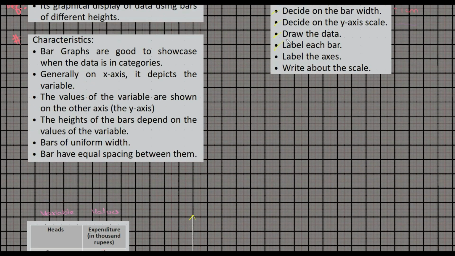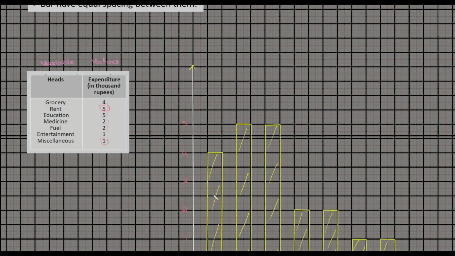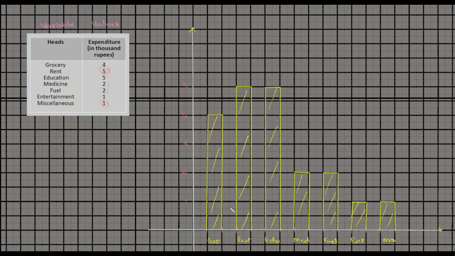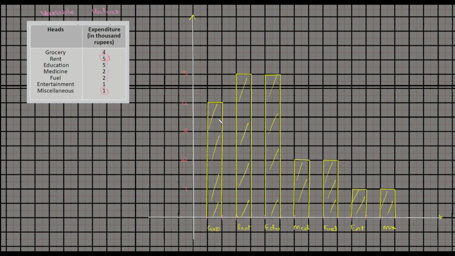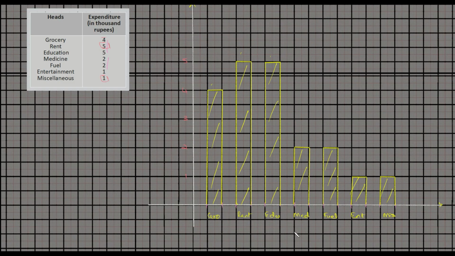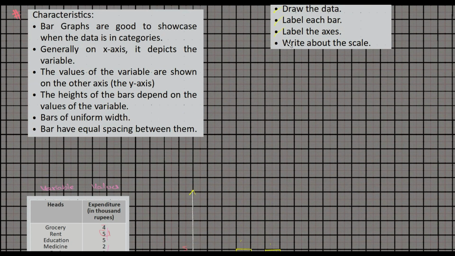Okay, then we labeled each bar, label the axis. Oh, by the way, there are many ways of labeling the bar. If you see different ways, everything is right. We just have to label them. You can write it vertically, you can write it over here, they'll write slant and all of that. There are many variations. So this is representing heads, and this is representing expenditure in 1000, expenditure in rupees 1000.